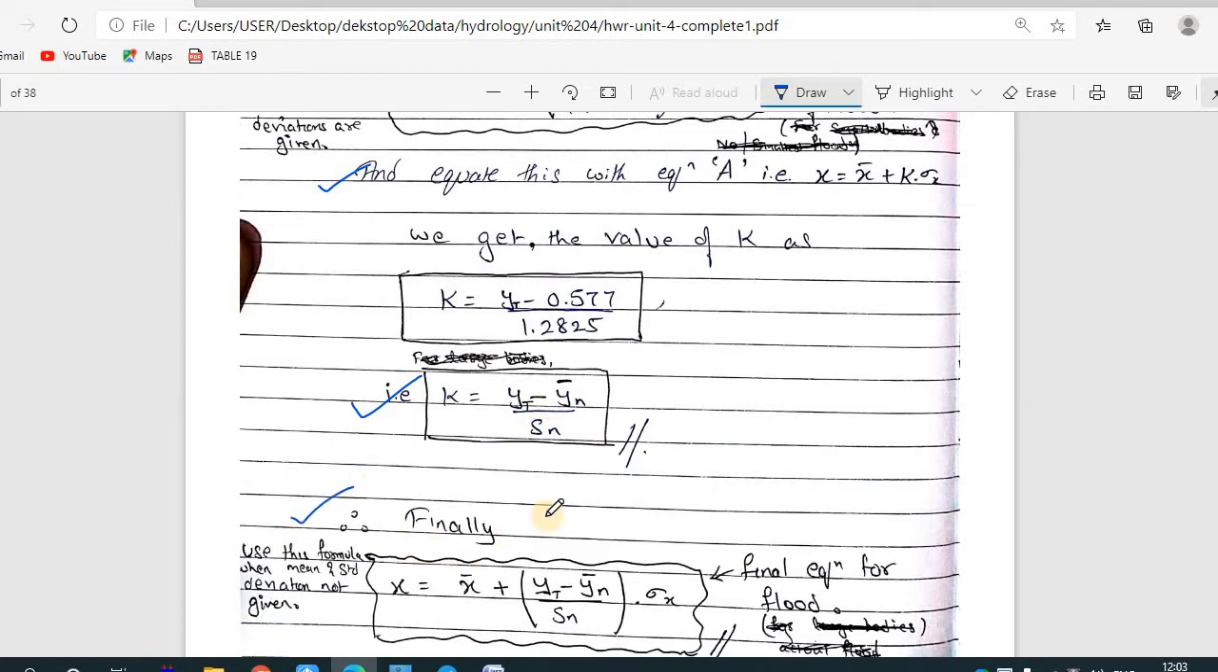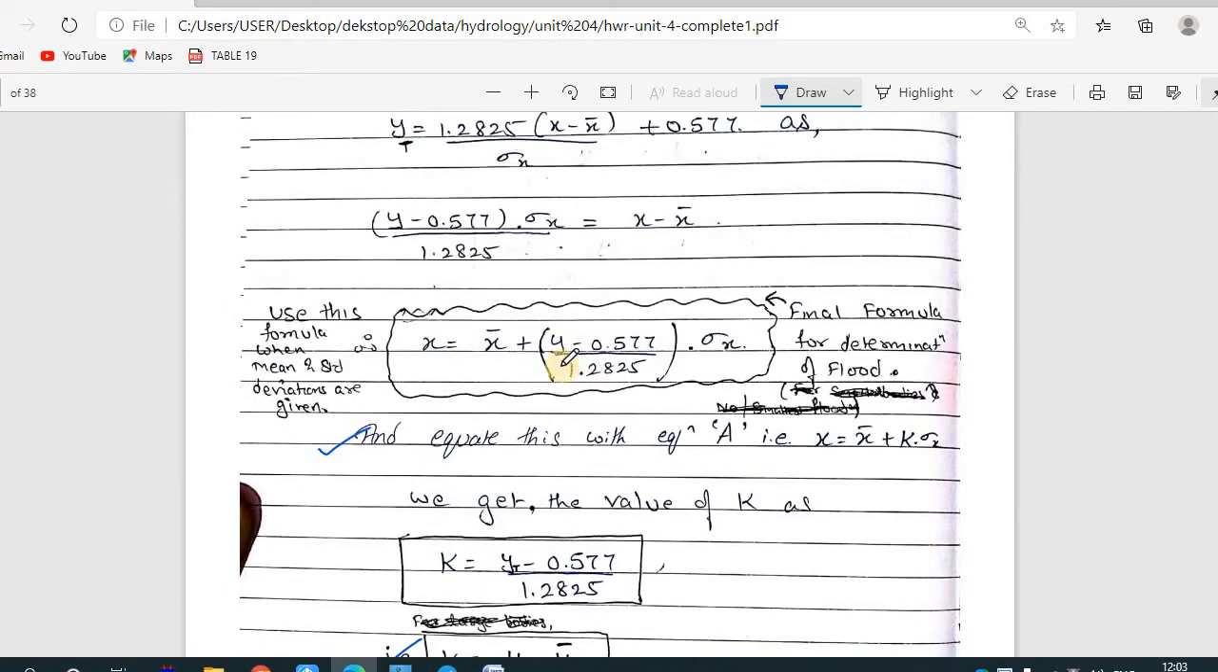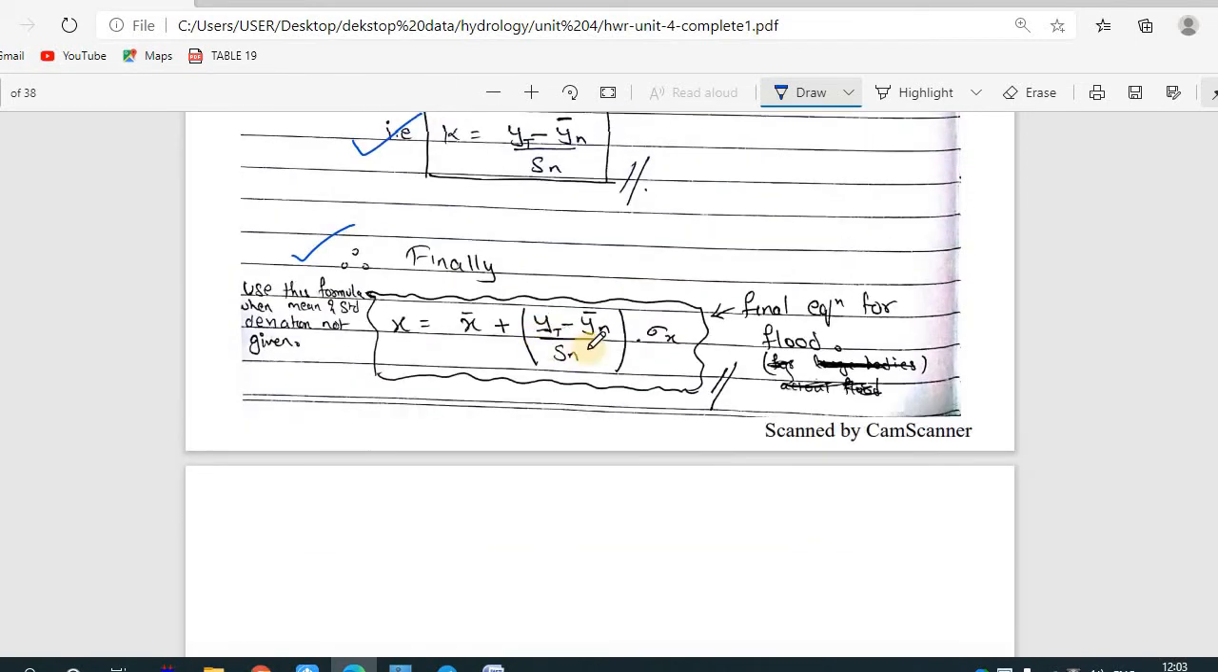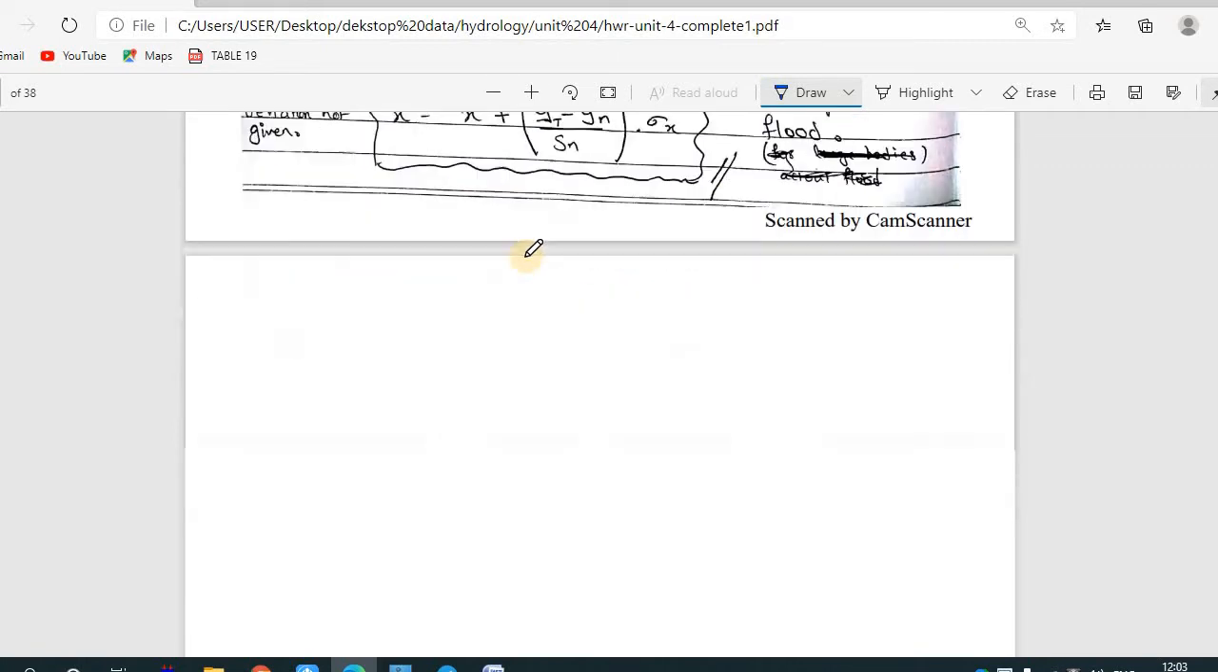Finally, the equation for this value can be written as k. So k will be yt minus y bar n divided by Sn into sigma x. This is the final equation for a flood.